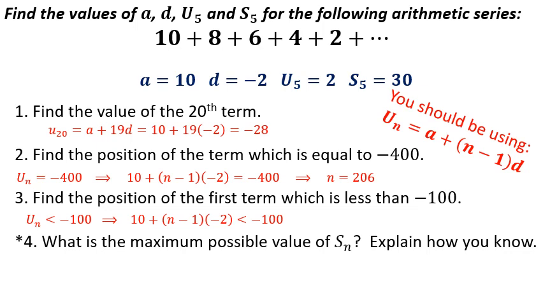10 plus n minus 1 times -2 again, but this time is less than -100. Now, we can solve this inequality, but we have to be a little bit careful because there are negatives all over the place. And although you're allowed to add or subtract anything you like, if you multiply or divide by a negative number whenever you're dealing with an inequality, the inequality sign switches around.